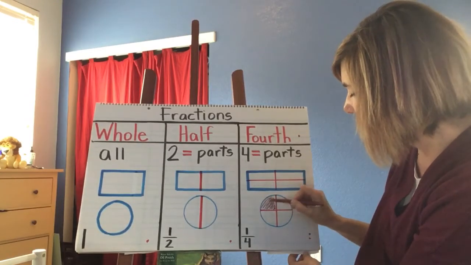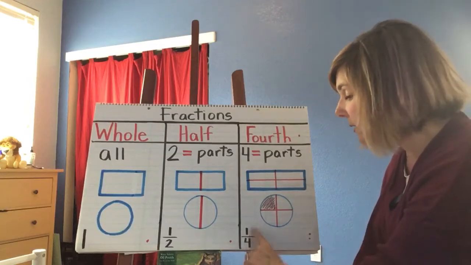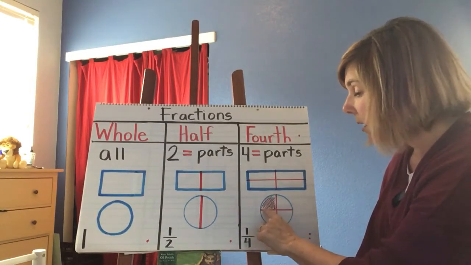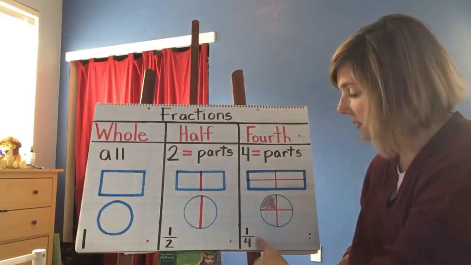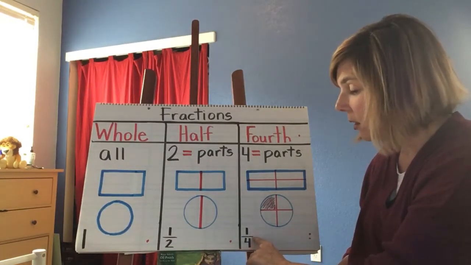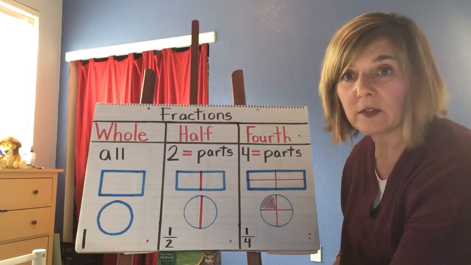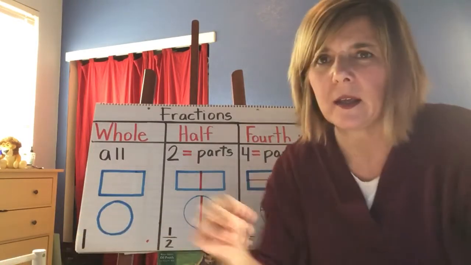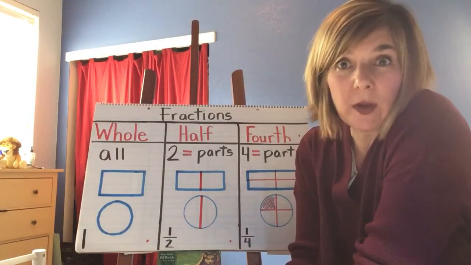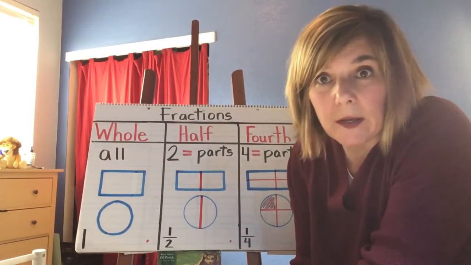This drawing represents one shaded part out of 4. And I could use the math symbol 1/4 to describe that to you. Okay, now let's look at it in a different way. Let's look at it using some Play-Doh.